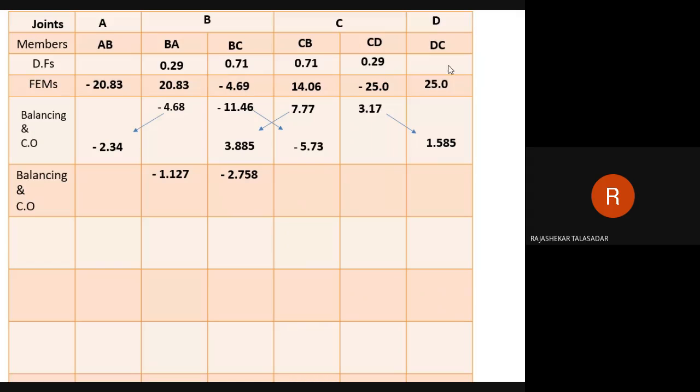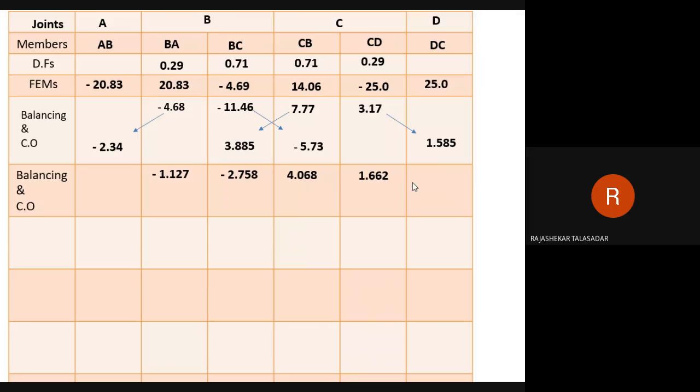Then how do you get the contributions of CB and CD? Balancing moment multiplied by the distribution factor of each member. That means 5.73 into 0.71, you will get 4.06. Okay. Then similarly under CD, it is the balancing moment multiplied by 0.29. 1.66. Very good. Now balancing is over because there are only two intermediate joints. Next is carryover.